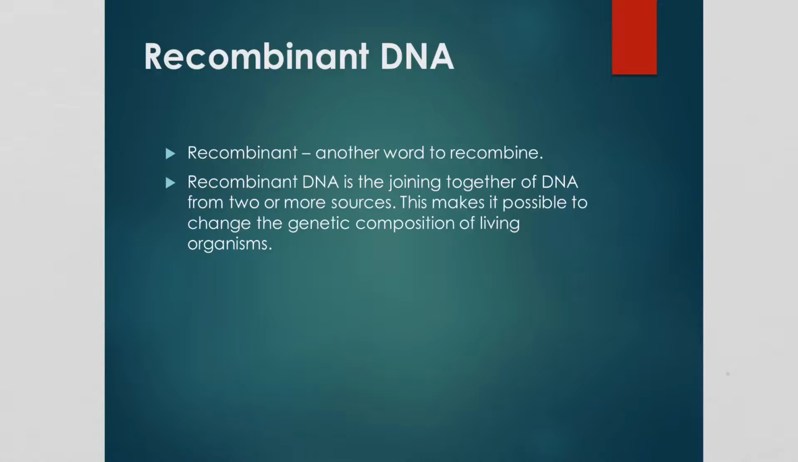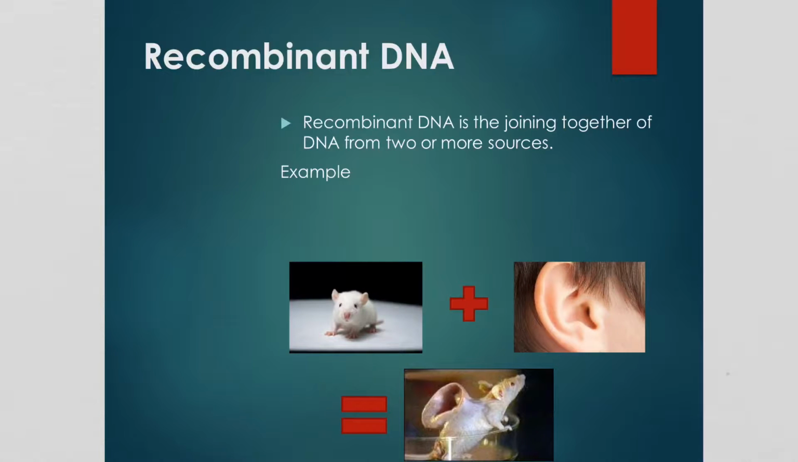And recombinant is just another word to mean to recombine. Recombinant DNA is when we join together DNA from 2 or more sources. And that's what makes it possible to change the genetic composition of living organisms. What do I mean by joined together from 2 or more sources? I mean literally from 2 different organisms. So we can take the DNA from 2 different organisms and combine them together to make a mix of the 2. I'll give you a very crazy example of this, but it's absolutely a true example.